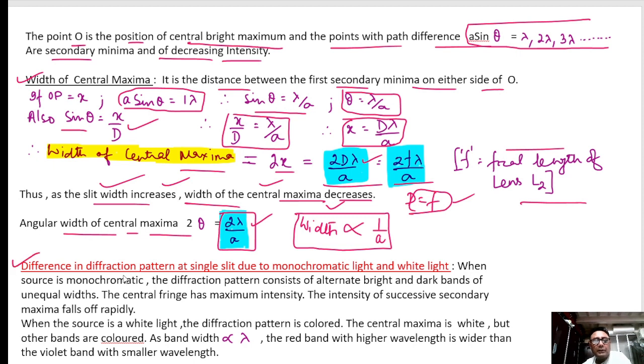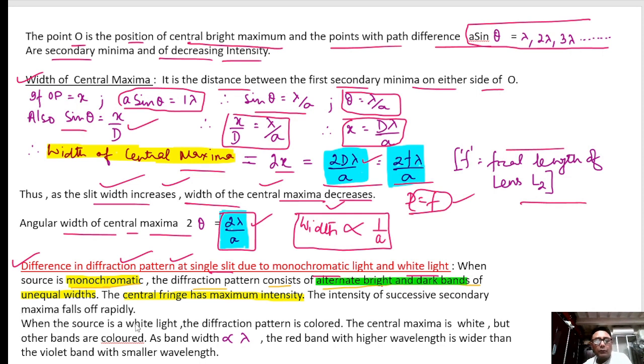Next is the difference in the diffraction pattern of a single slit due to monochromatic and white light. What we have shown so far is with the help of monochromatic light. Now if I would have used white light, what would have happened? When the source is monochromatic, the diffraction pattern consists of alternate bright and dark bands of unequal widths. These are important. The central fringe has maximum intensity and the intensity of successive secondary maxima falls off.